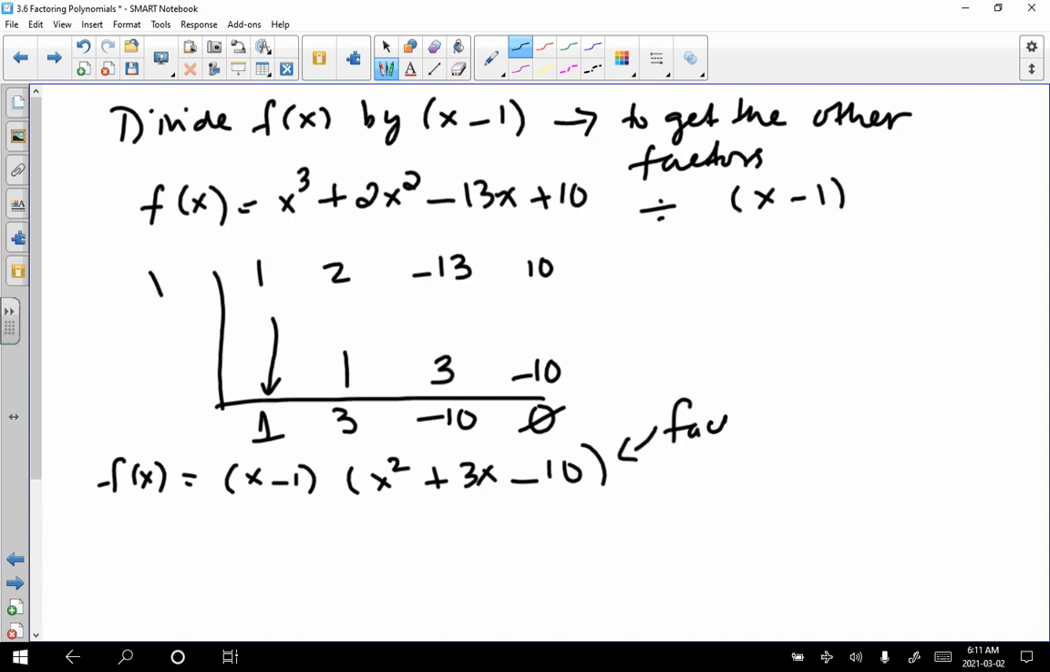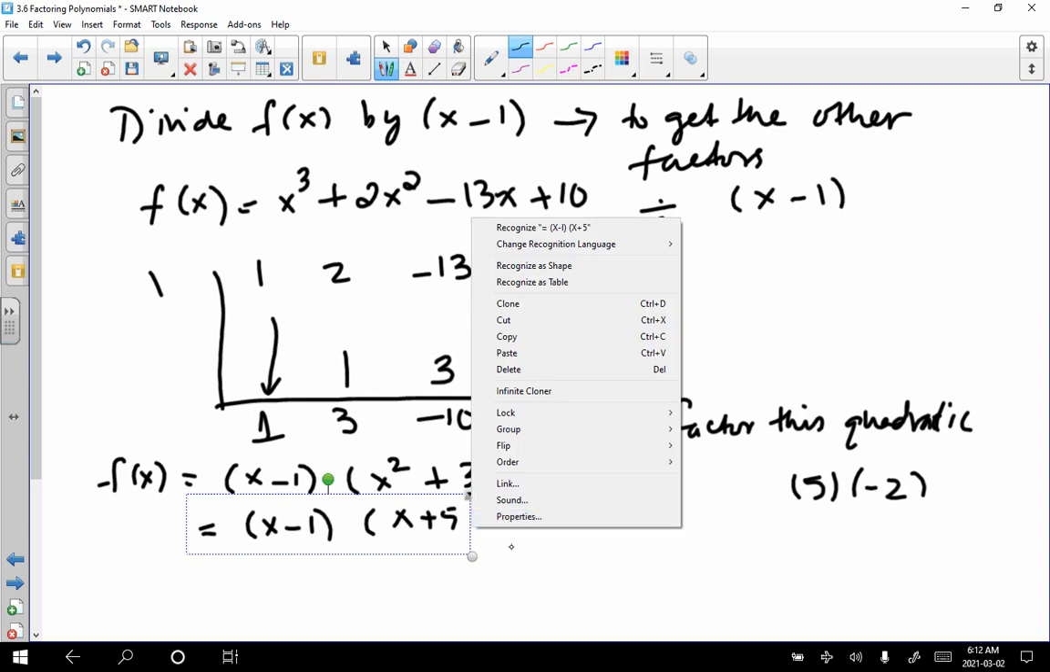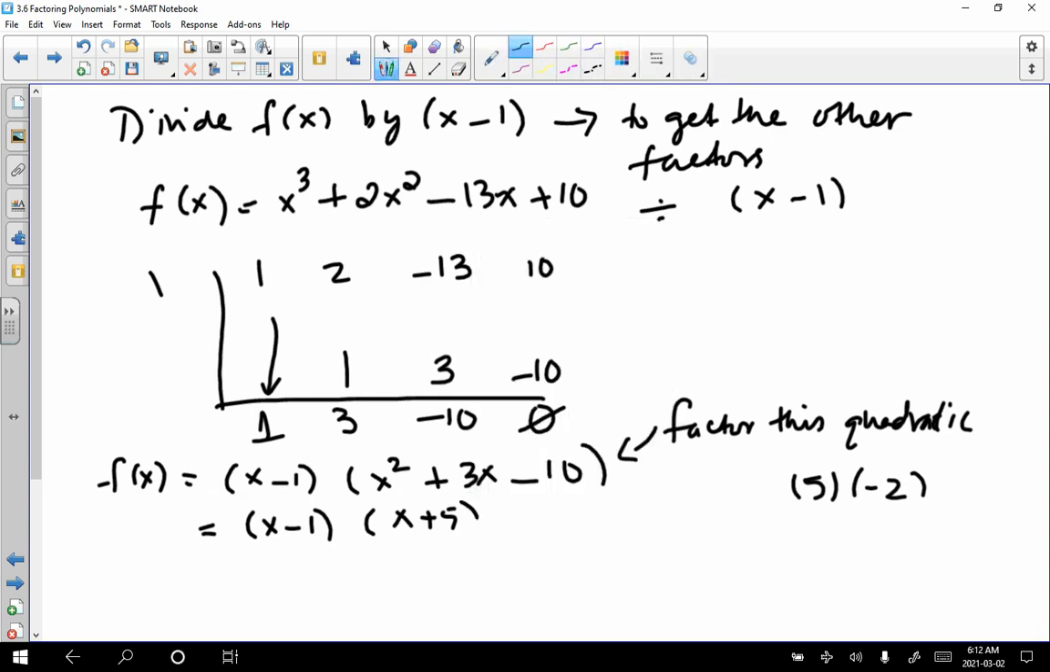Now we can factor this further. This is a quadratic, so we can easily factor this quadratic like we used to do in grade 10, right? What are the factors of negative 10 that add to give you positive 3? It'll be 5 and minus 2, right? 5 times negative 2 is negative 10, 5 minus 2 is 3. So basically, this quadratic is factored as x plus 5 times x minus 2. So that's the answer. We have factored fully this quadratic.